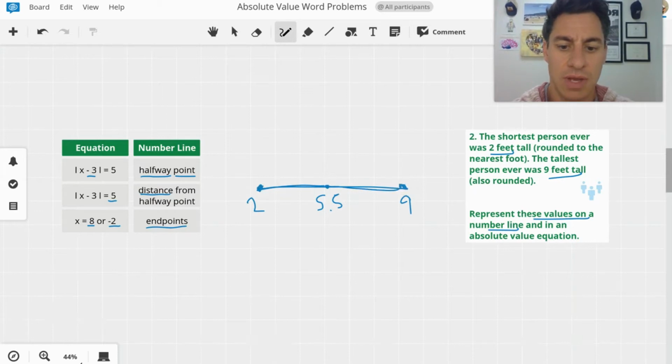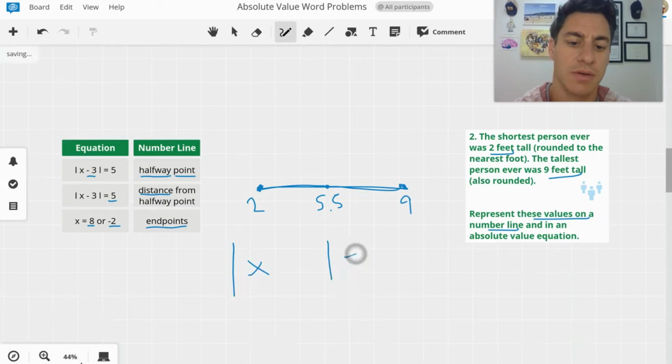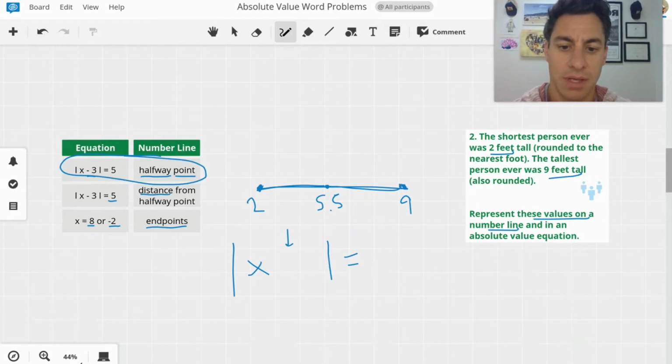Now, an equation. Well, hey, without even thinking, set up your structure. Absolute value equation, boom, that's your structure. What are we going to drop here? The halfway point. Positive 5.5, so I'm going to throw in negative 5.5. Just always do the opposite there.